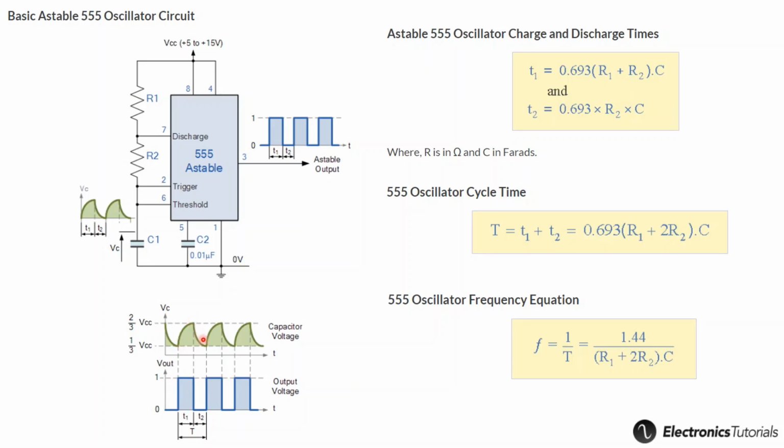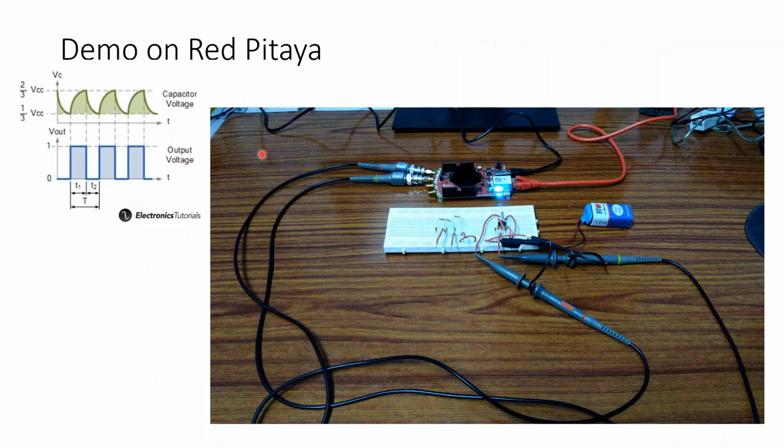Based on the charging and discharging time of the capacitor, the comparator will produce the rectangular wave output. In the rectangular wave, we have T1 and T2, which are the charging and discharging time of the capacitor respectively. Now let's analyze this design.